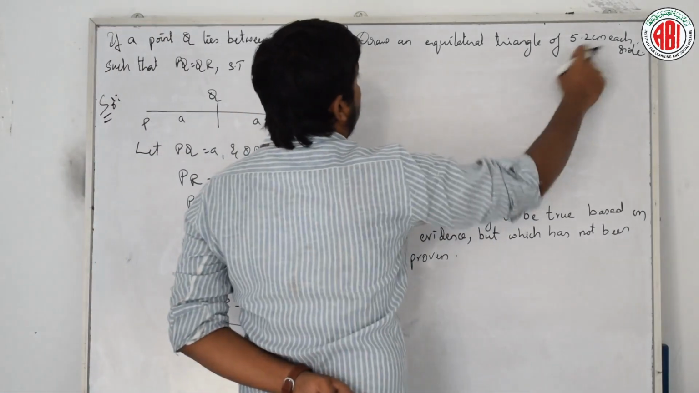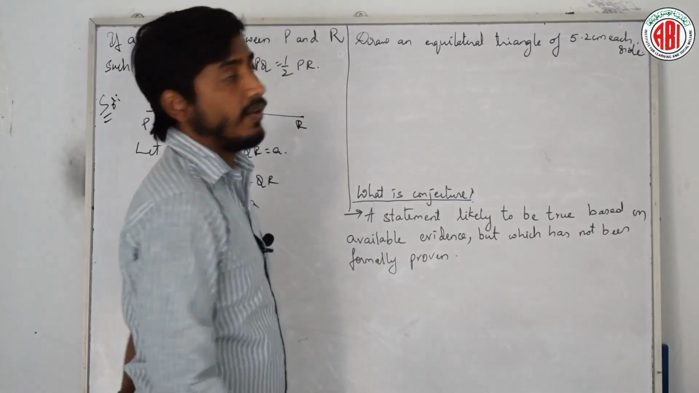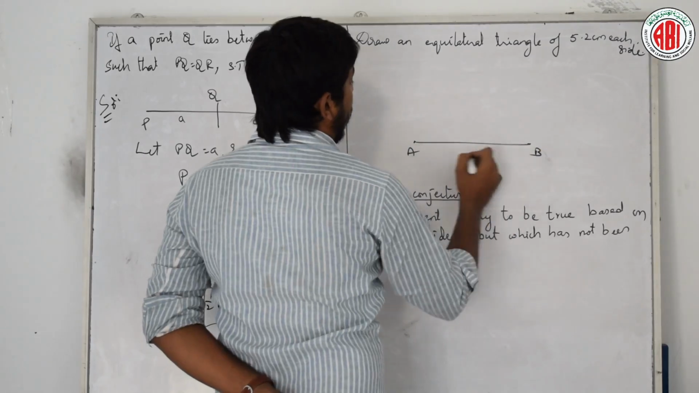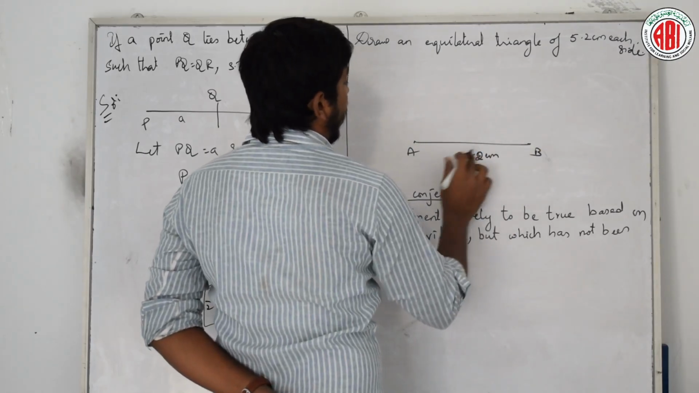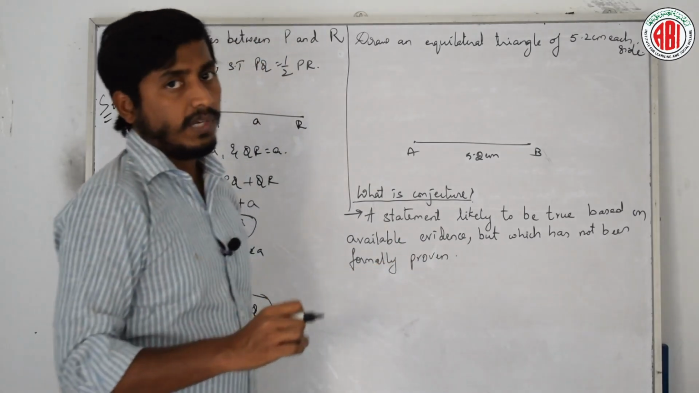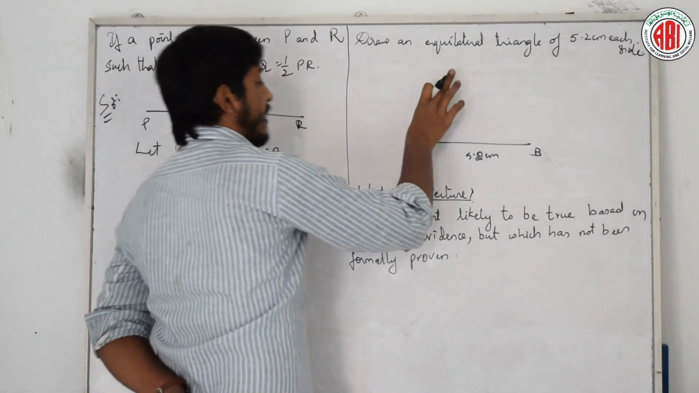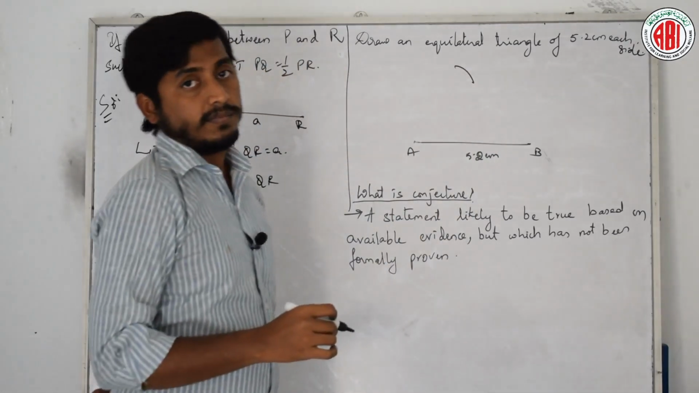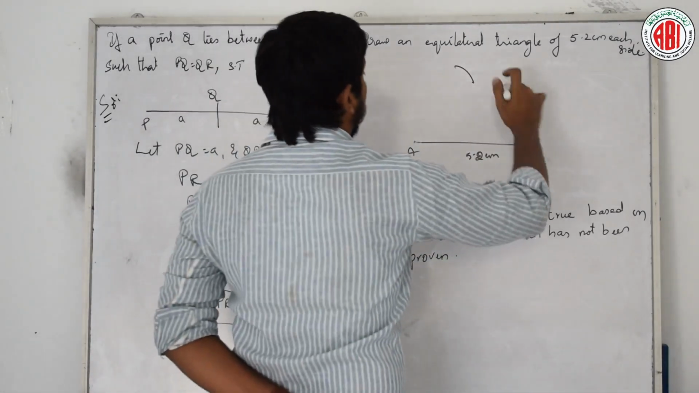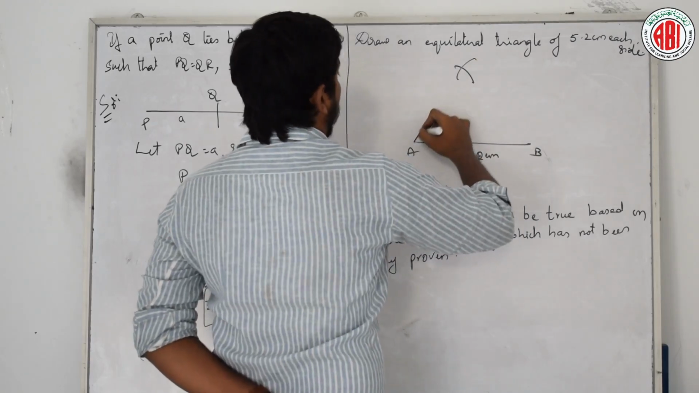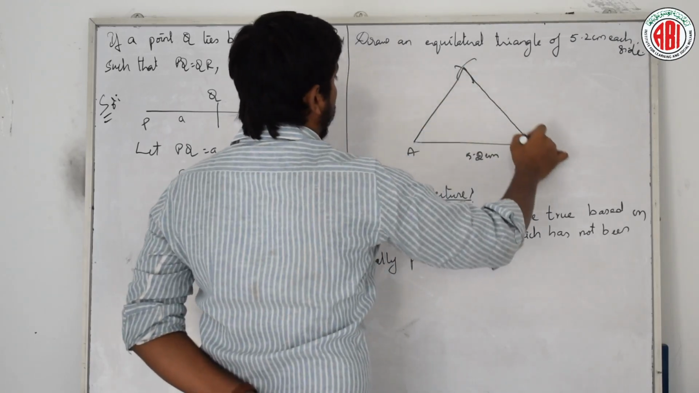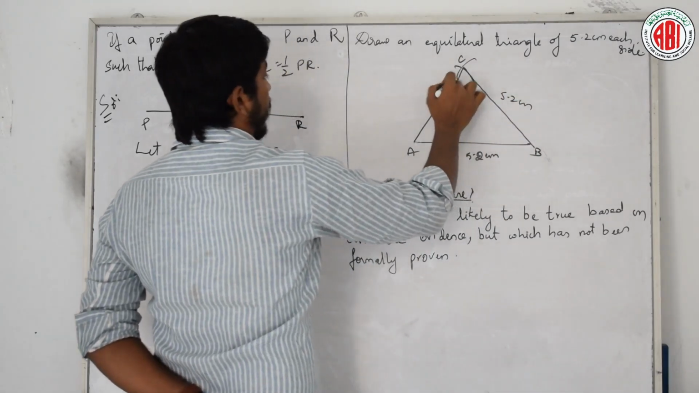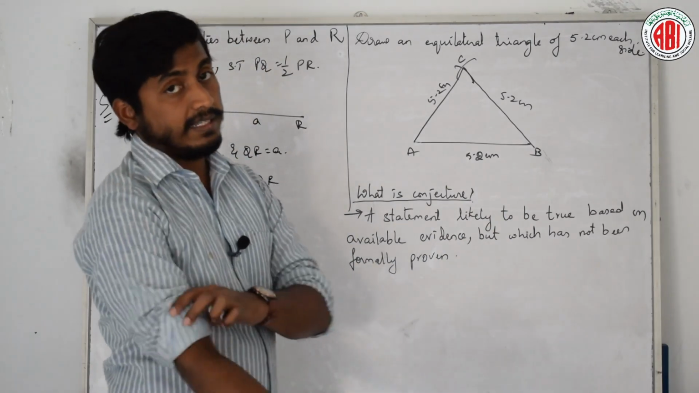Draw an equilateral triangle of 5.2 cm each side. How do we draw? Just draw a line segment AB of 5.2 centimeter. Next, with A as center and radius 5.2, draw an arc. Similarly, with B as center and 5.2 as radius, draw one more arc. Just join these 2 points. This is also 5.2, this is also 5.2 centimeter. Clear? Don't forget to write the steps for this.